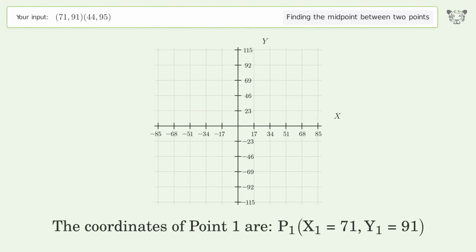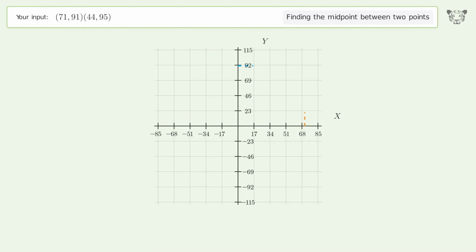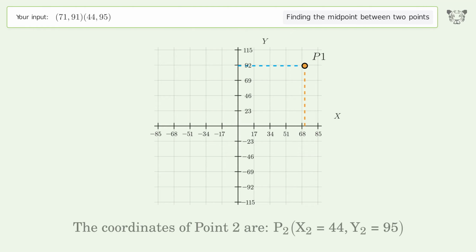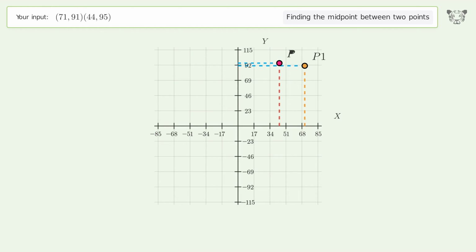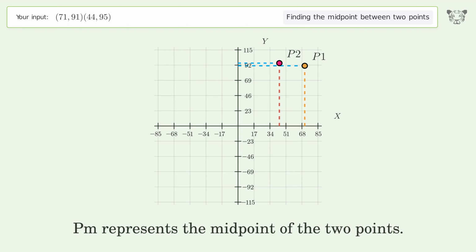The coordinates of point 1 are x1 equals 71, y1 equals 91. The coordinates of point 2 are x2 equals 44, y2 equals 95. PM represents the midpoint of the 2 points.